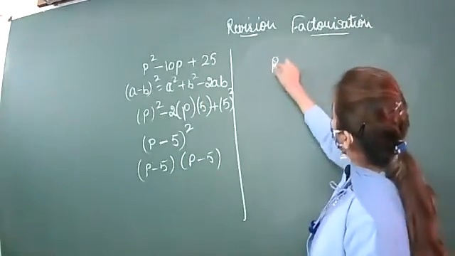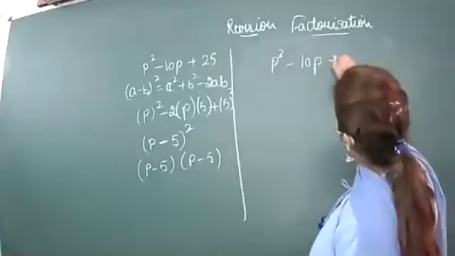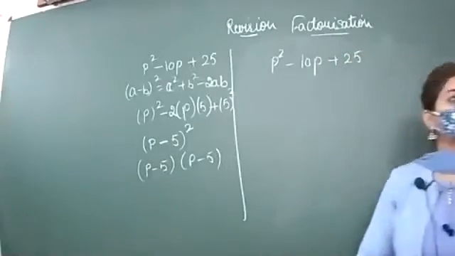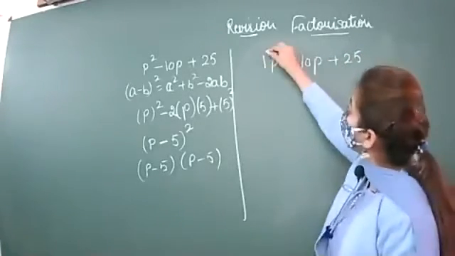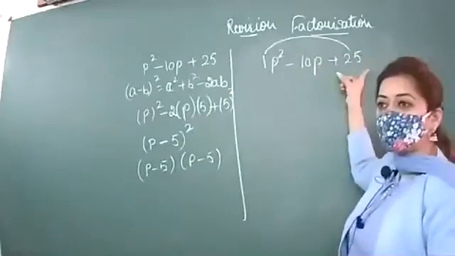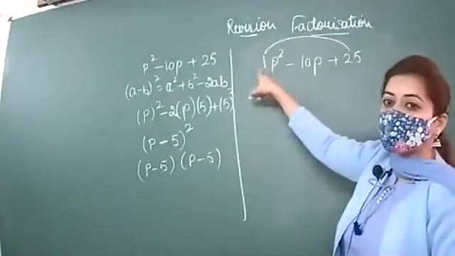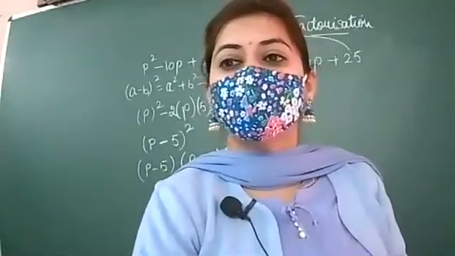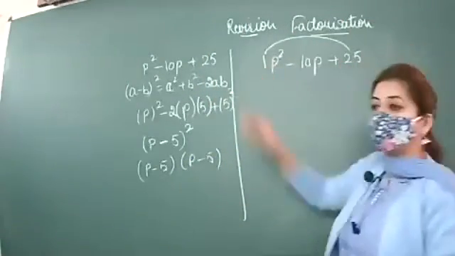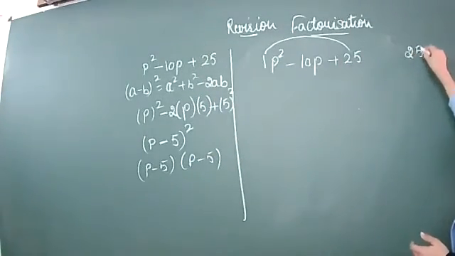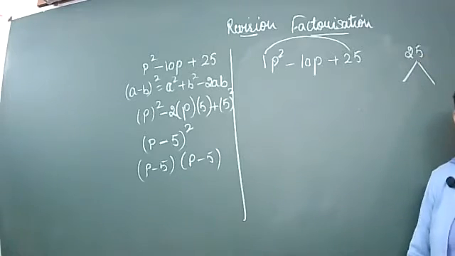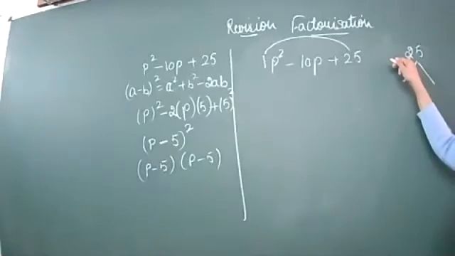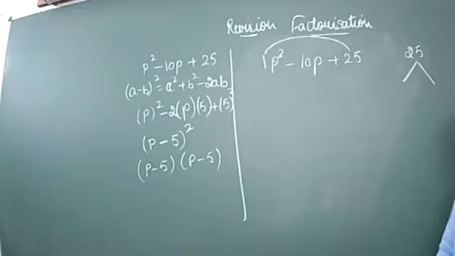Now, let's see this question again by the middle term splitting method. In the middle term splitting method, you will multiply the first number with the last number. This is your p square, so it has coefficient 1. So this 1 will be multiplied with the last number. 25 ones are 25. So let's make the factors of 25 in such a manner that on multiplication you get 25 and on addition you get minus 10, not 10, minus 10.